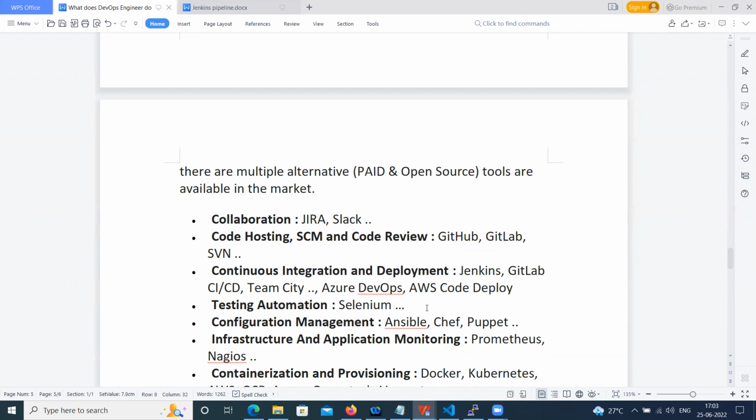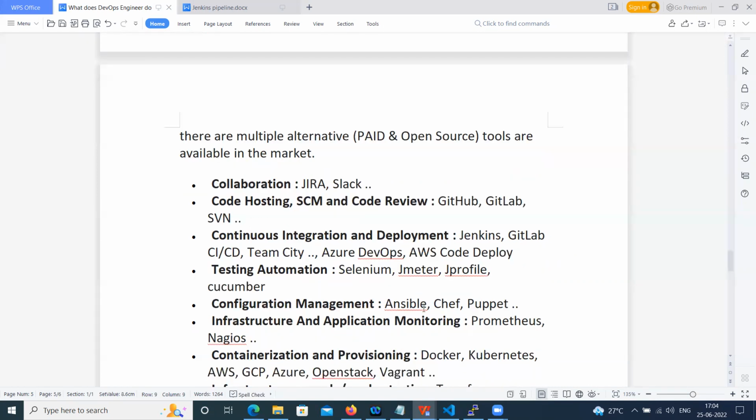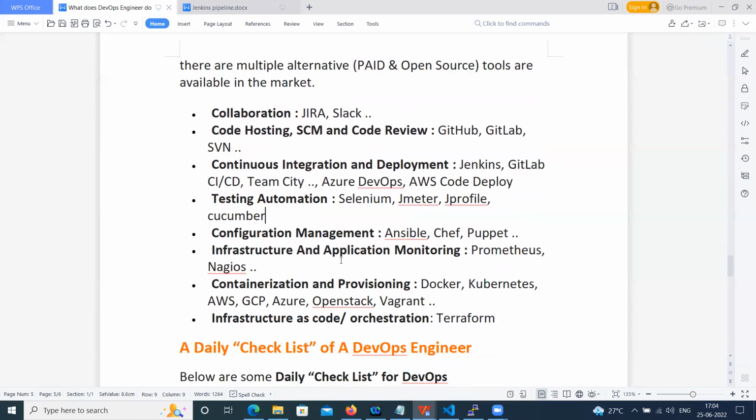Then testing automation: the most used tool is Selenium, JMeter, JProfiler, then Cucumber. Depending upon the project, these are the testing automation tools. Then we have configuration management: Ansible, Chef, Puppet. The mostly used tool is Ansible. Here the mostly used tools are Selenium and JMeter. Here it is Jenkins and GitLab CI/CD. Here the most used tool is GitHub. Here the most used tool is Jira.